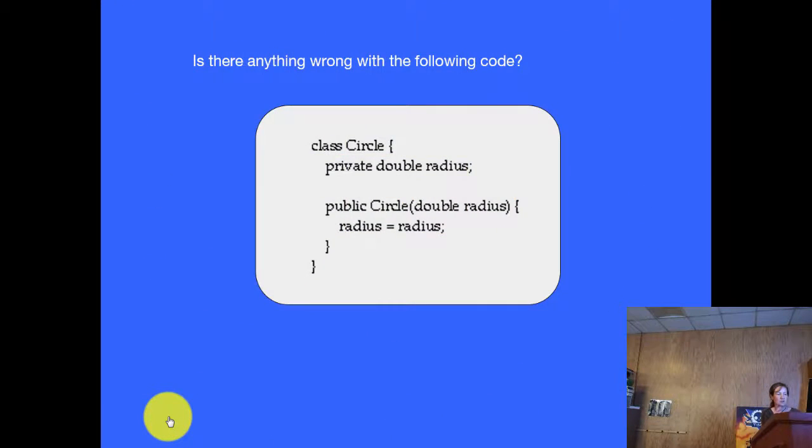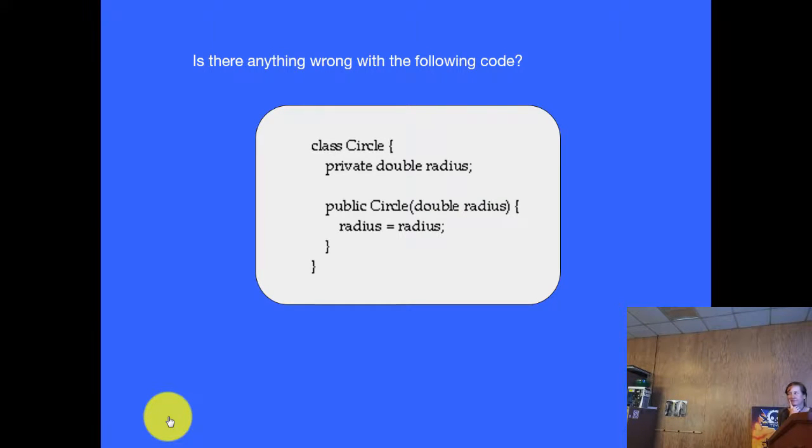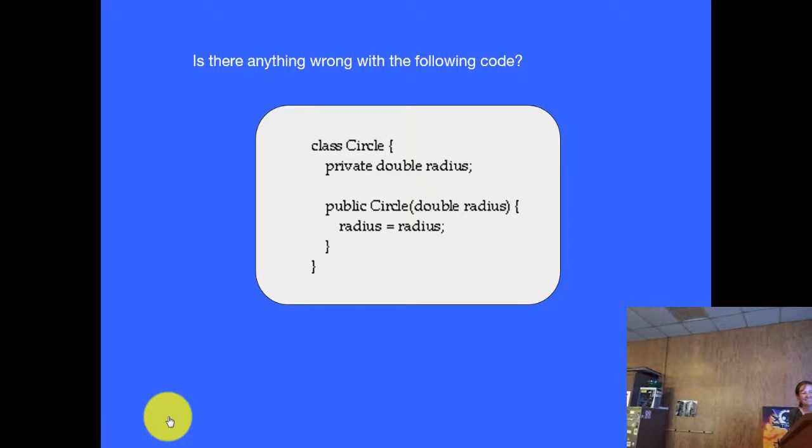All right, is there anything wrong with this code? And if there is, you have to tell me what's wrong with it. And if there isn't, you have to tell me why there isn't. What do you think, Cody? Radius doesn't have a value assigned to it. Very good, yes. That was like the perfect answer, actually. Radius, the instance variable, doesn't have a value assigned to it.